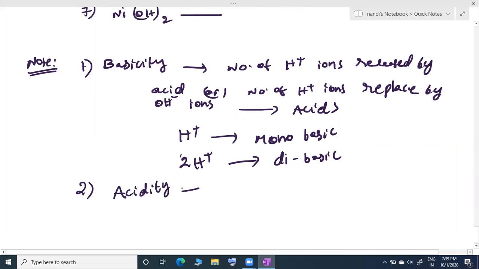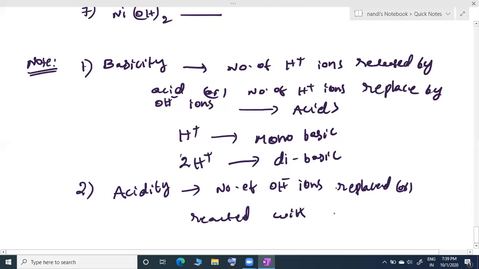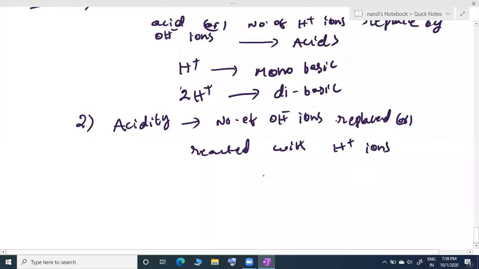Acidity is exactly the opposite, this is for bases. Number of OH minus ions replaced or reacted with H plus ions. You can write either replaced or reacted. This is for bases. For example, NaOH releases one OH minus, so we call its acidity 1. For NaOH, acidity is 1.